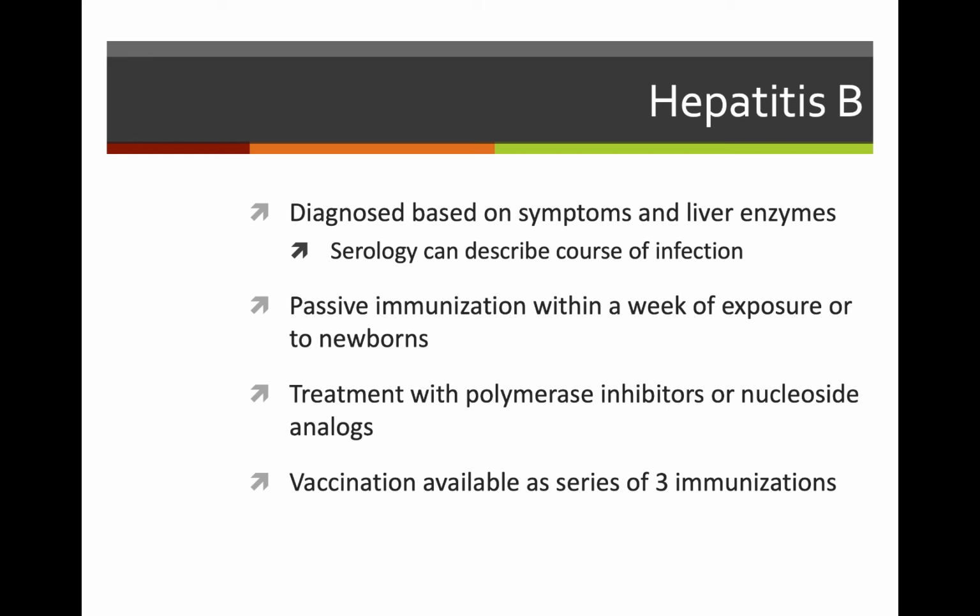It can be diagnosed based on symptoms and liver enzymes. Serology can describe a course of infection, so you look for those different antibodies. If a newborn is born to someone known to have hepatitis B, passive immunization within a week of exposure to a newborn can help prevent infection. Treatment is with polymerase inhibitors or nucleoside analogs.